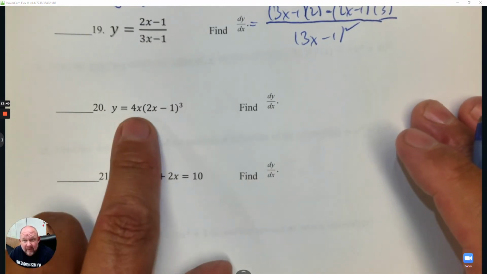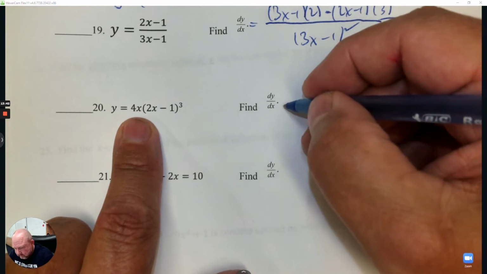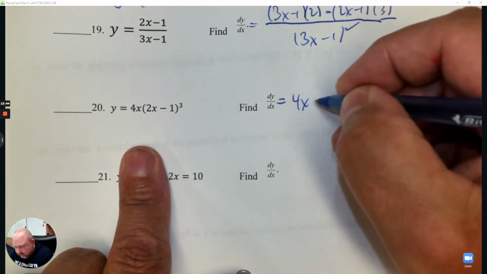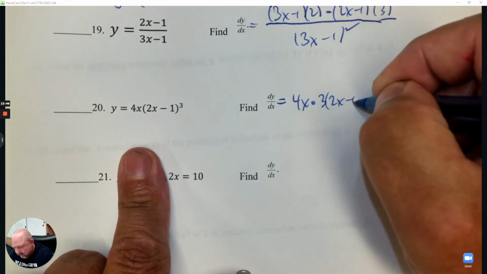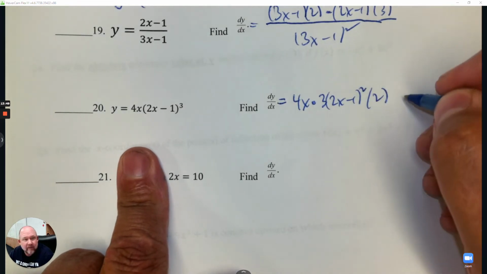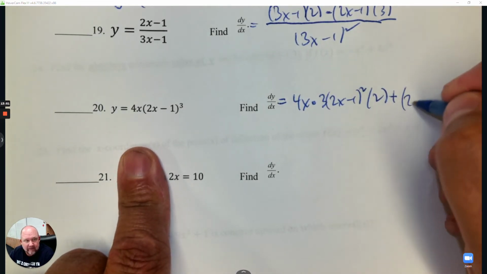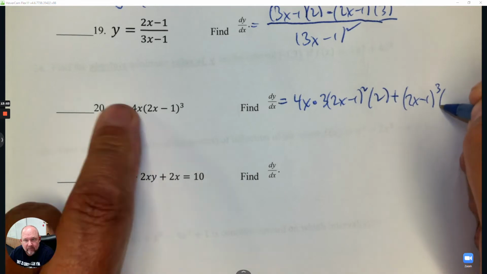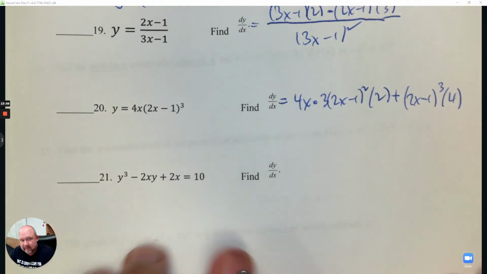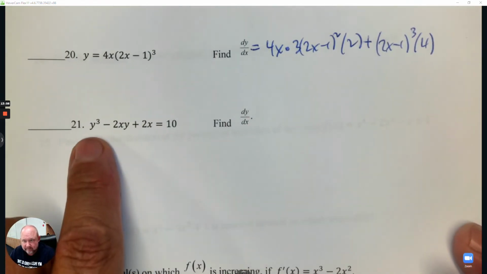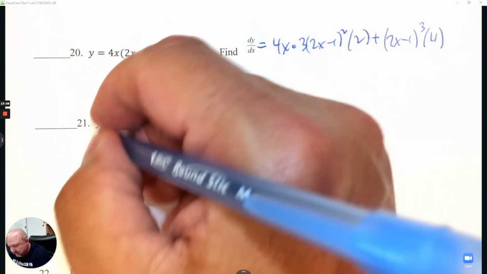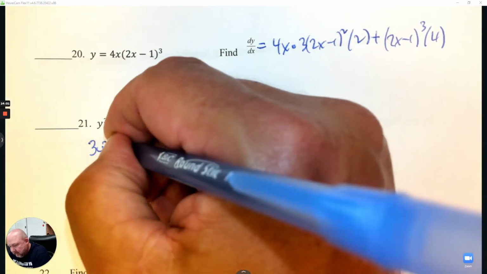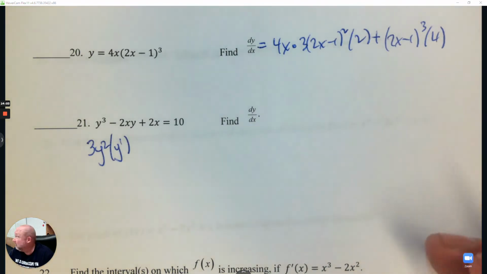Number 20 is the product rule. So that's the first times the derivative of the second, and there's a hook of 2, plus the second times the derivative of the first. We have to do this implicitly. So every time we take the derivative with y involved, we need to do a hook.